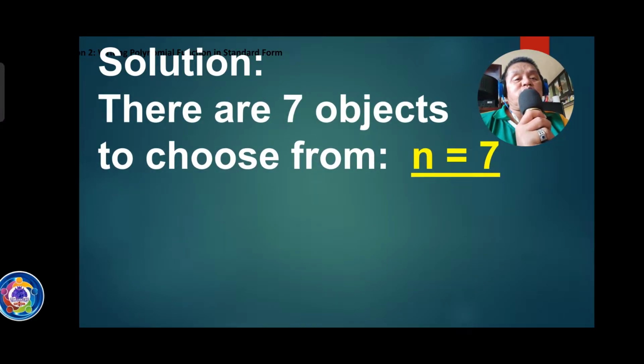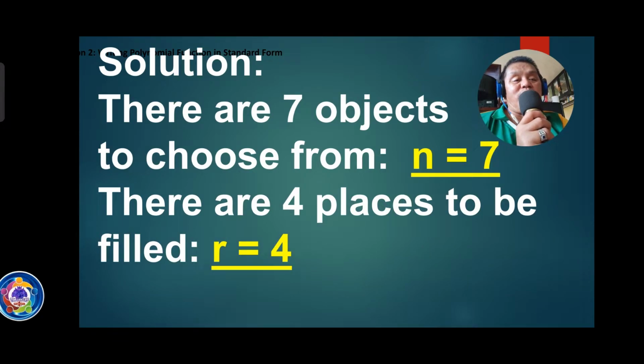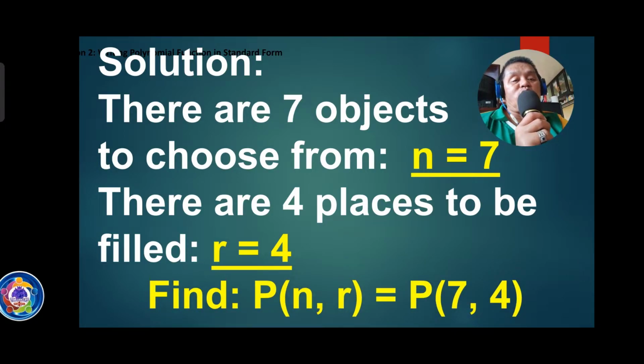There are 7 objects to choose from, n equals 7. And there are 4 places or seats to be filled, so r equals 4. So you are going to find the permutation of 7 students taken 4 at a time, because there are 7 students and there are only 4 seats to be filled up.